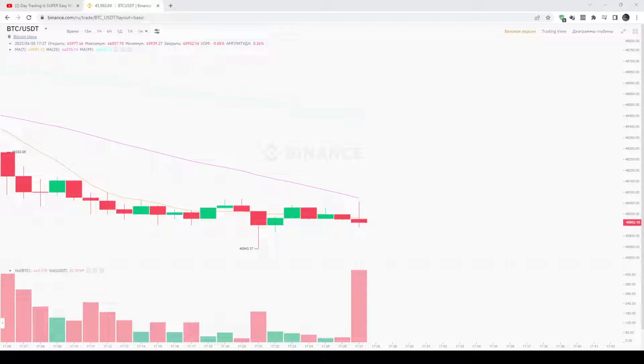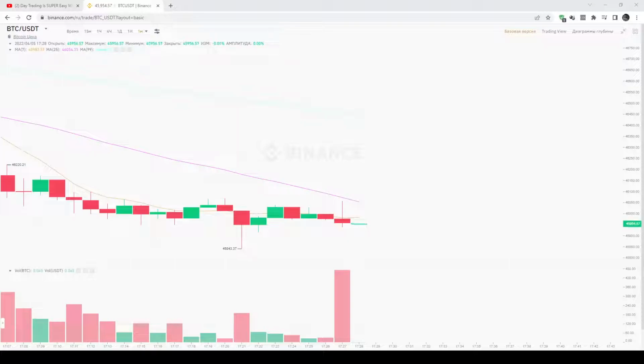Here's an example of a long entry. We have defined the opening channel, and soon after the London opening we had an upward breakout. After the London session opening, we can see the market trades within the opening channel and then immediately changes direction and goes straight upwards with a strong trend.